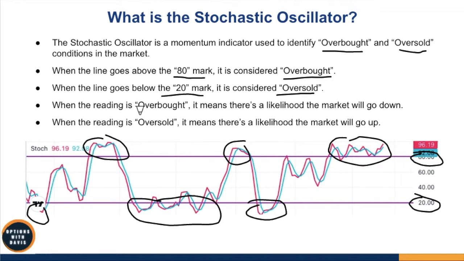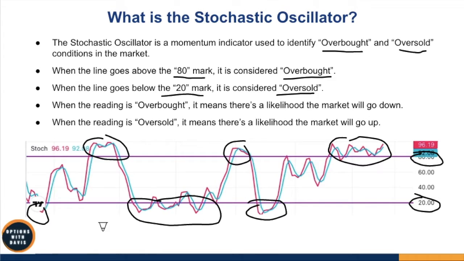Now, when the reading is overbought, it means that there's a likelihood that the market will go down. So in this case, there's a higher probability that the market will go down. And on the other hand, if the reading is oversold, it means that there's a likelihood that the market will go up. So this is what you call the overbought and oversold conditions, the readings in the market.